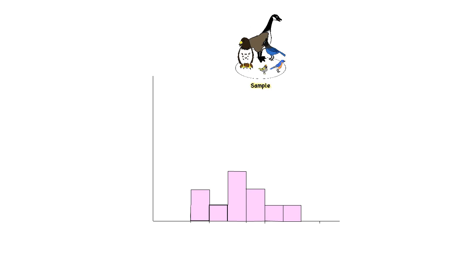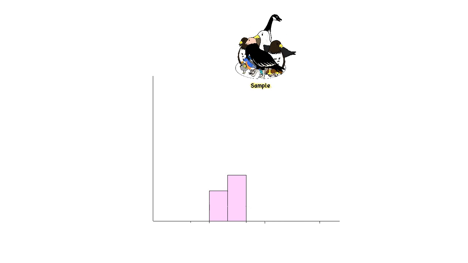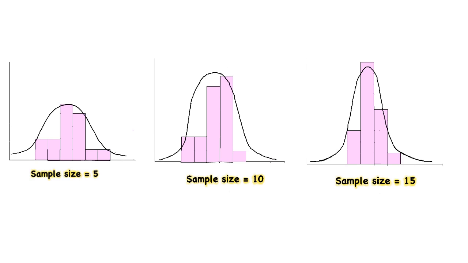Yikes, not very normal, but repeating it a couple more times gives this distribution, which looks pretty normal. Next, what if the sample size was increased to 10 birds, 15 birds? As the sample size increases, the distribution becomes more normal.